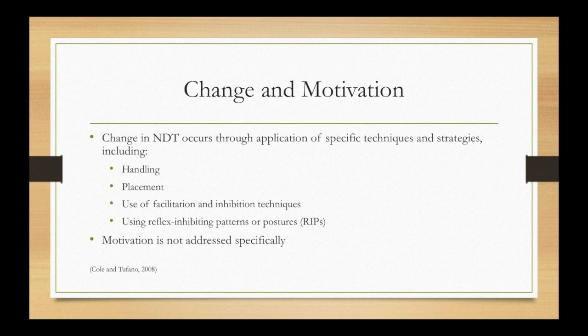Change and motivation. Change in NDT occurs through application of specific techniques and strategies, including handling, placement, use of facilitation and inhibition techniques, and using reflex inhibiting patterns or postures, also known as RIPs. Handling is a strategy that addresses issues with tone and movement control. For this technique, the occupational therapist places the client in positions that decrease spasticity and activate normal movement patterns.